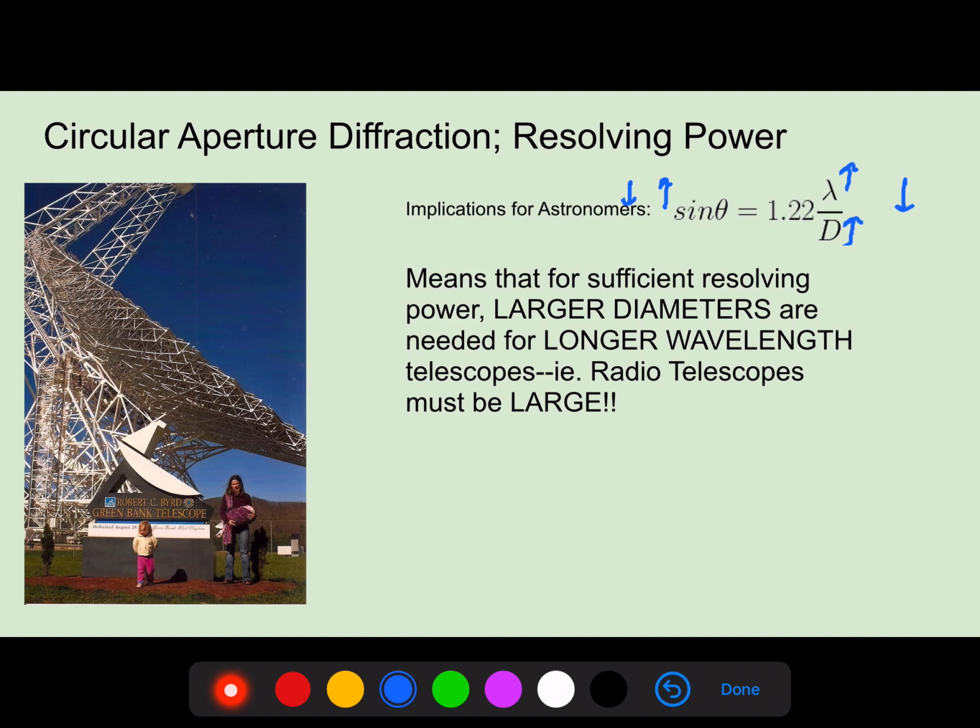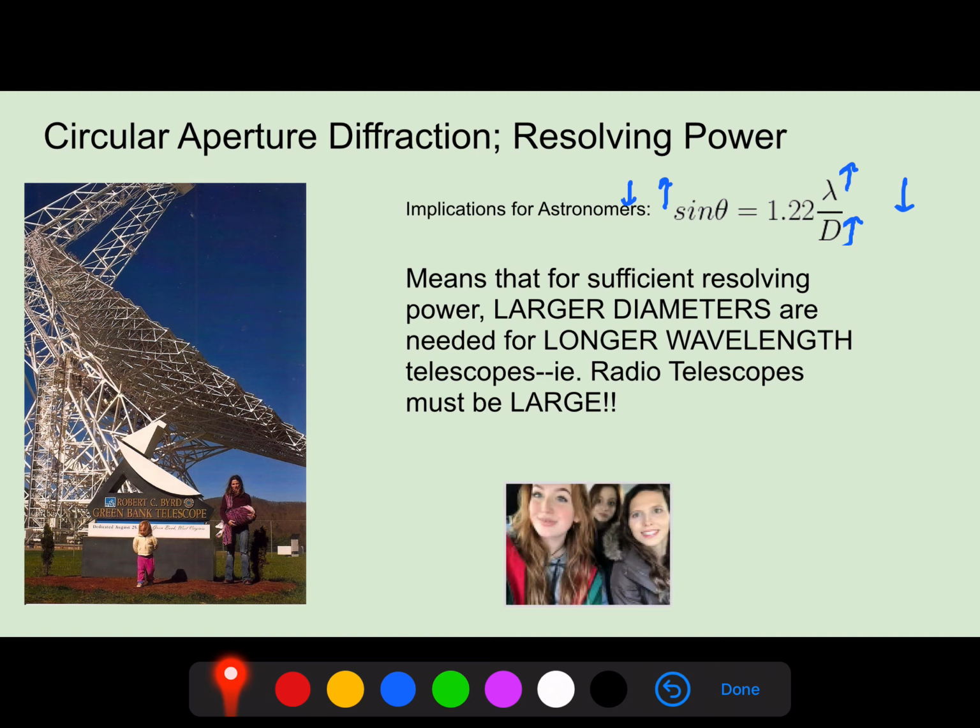And this is why you see radio telescopes being built that are enormous sizes. So here is an example of a radio telescope in West Virginia and some small humans for comparison. And this, by the way, is a modest sized radio telescope. Many are actually very large. And just to show you how embarrassingly old this picture is, here are the people involved now.